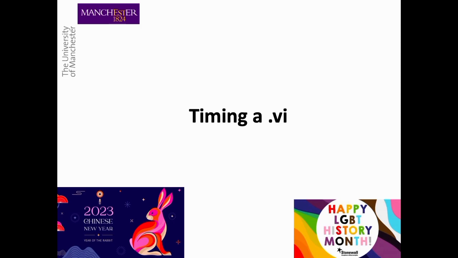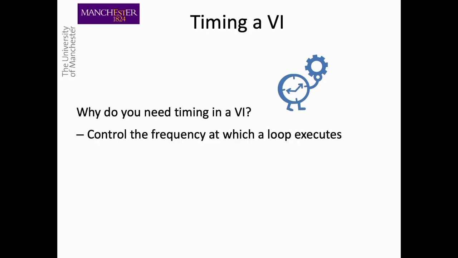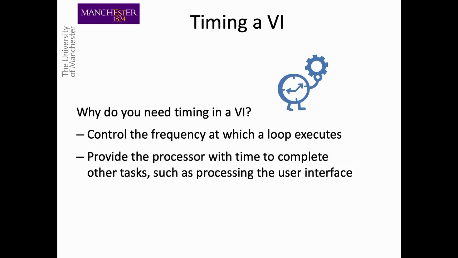Okay, so now we're going to look at timing of VIs. We've just talked about doing data acquisition really quickly and the importance of speed. The question is, in LabVIEW, how quickly does a virtual instrument, a VI, run, and how can we set it to run at a speed that we would like? So, why do you need timing in a VI? That's to control the frequency at which the loop executes. I could set it to run at 10 hertz, 100 hertz, 1,000 hertz, and so forth. It also provides the processor with time to complete other tasks, such as processing the user interface.